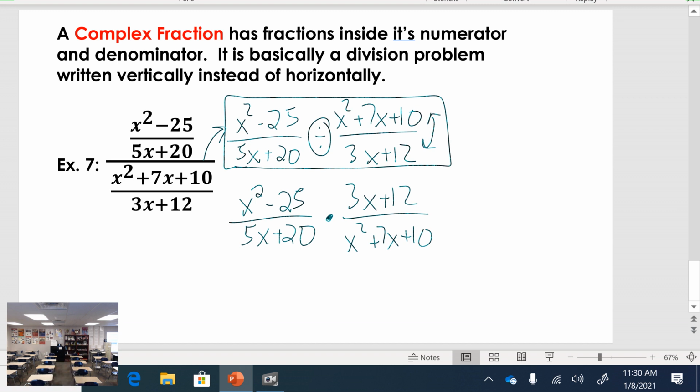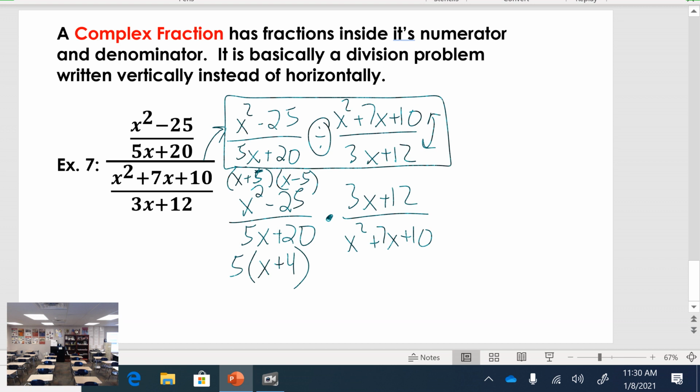In this case, we have a difference of squares to start with in the numerator of the first fraction, so we know that we get a positive and a negative. We've got x and x. The square root of 25 is 5, so 5 and 5. Then in the denominator of the same fraction, we know 5 goes into 20, so we take out a 5. 20 divided by 5 is 4. So those are both factored.